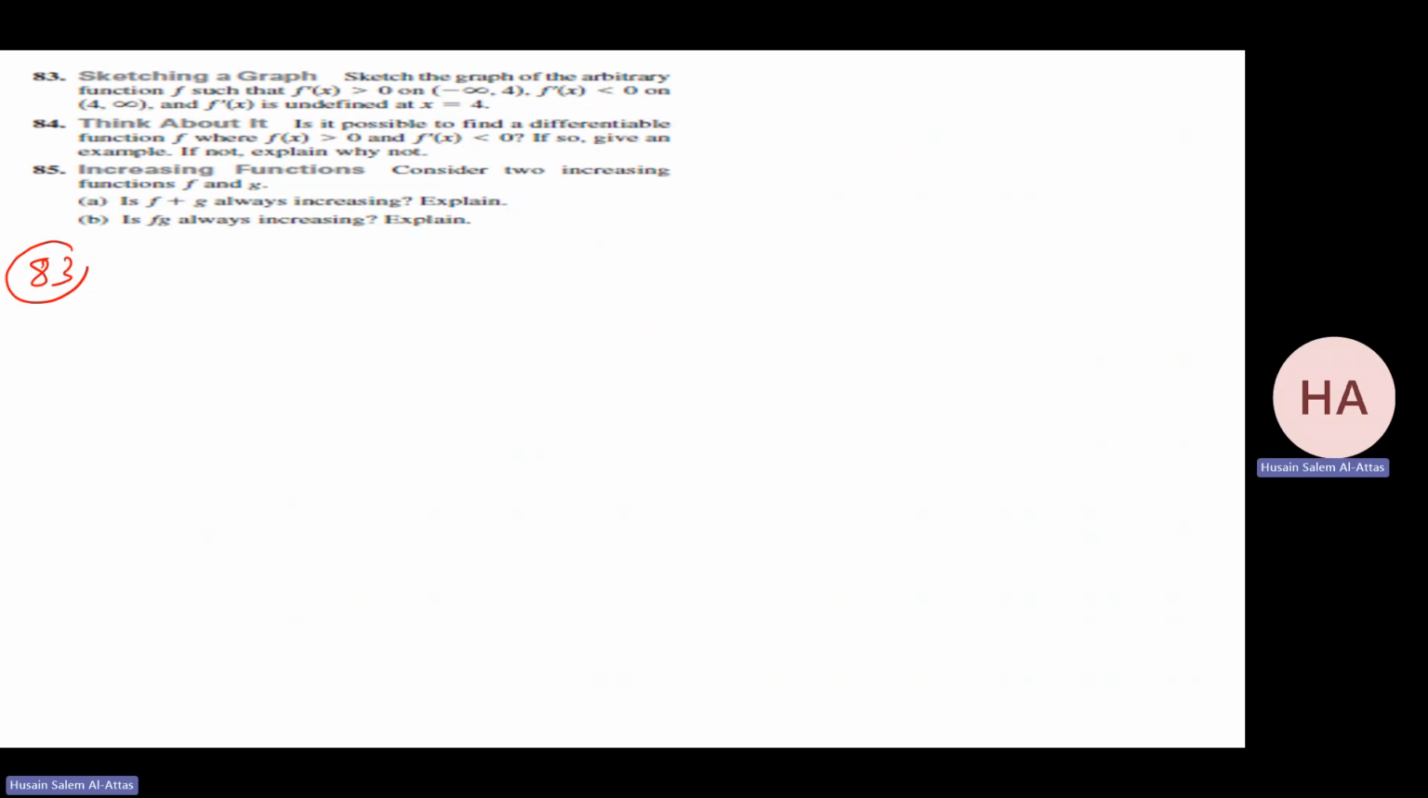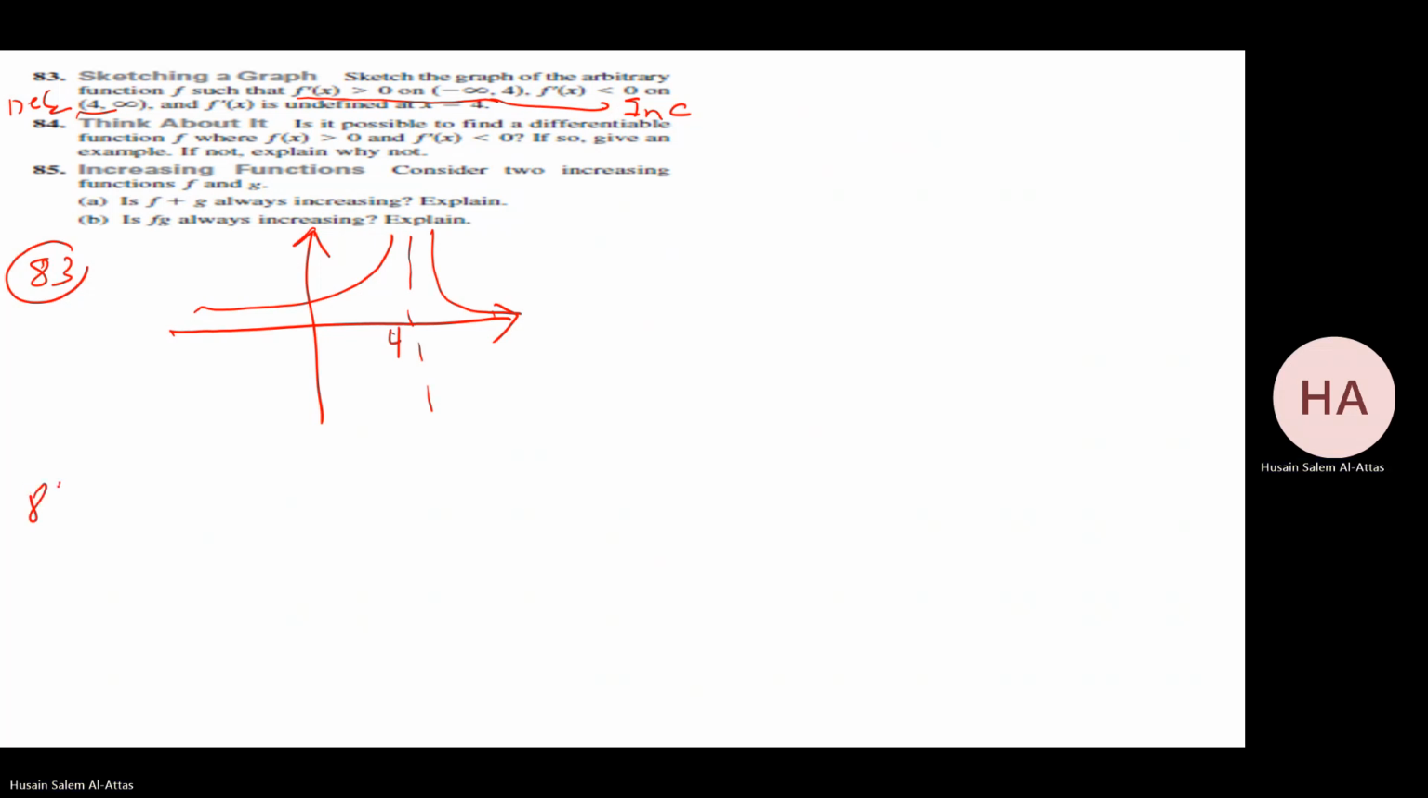One way to do it: for f, it means it's increasing here and decreasing there, and f prime does not exist at x equal 4. So let me say I have x equal 4 like this. It's increasing. This is decreasing. This is one example.